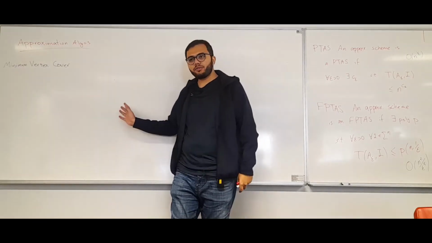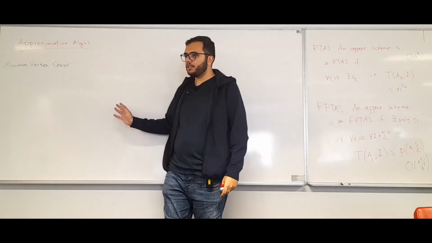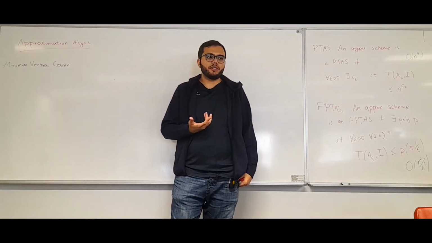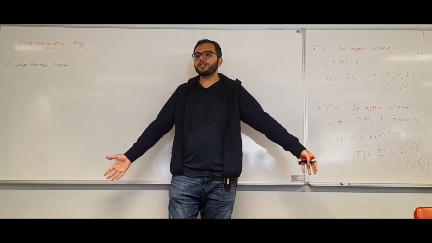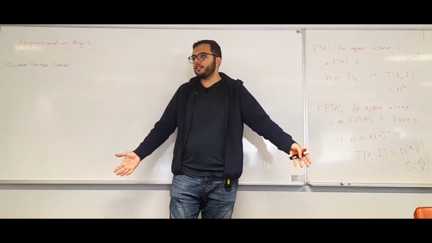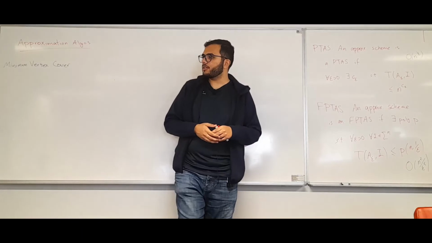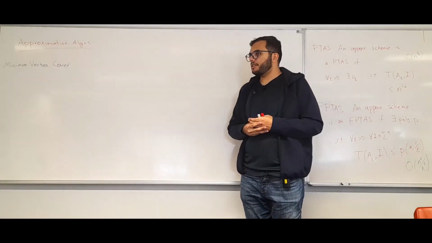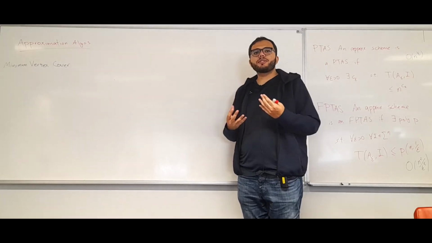Now here I can do the same thing. I can just do branching. But the problem is I don't have a bound on the size of my vertex cover. So if I do branching, I will get a branching tree that has depth n. So I get an exponential runtime, 2 to the power of n. That's not something that I like. But can I just do something stupider?